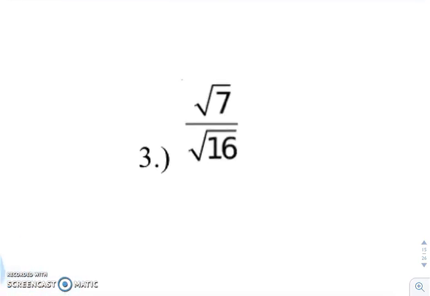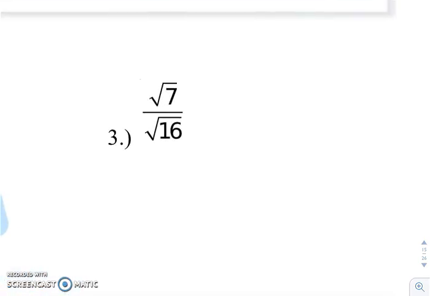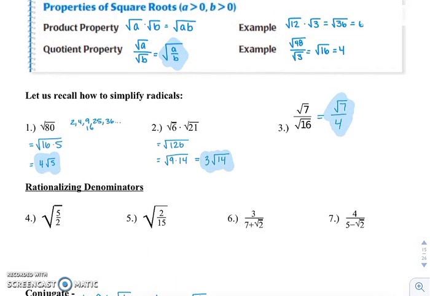And then 7 over the square root of 16. Square root of 16 is just 4. So in this case, we're really just going to simplify that bottom. And then because there are no radicals left or roots left in the bottom, you're actually just done. So let's practice rationalizing.